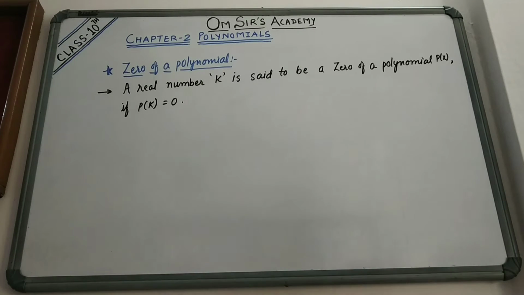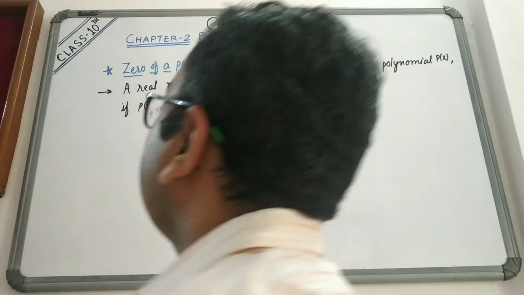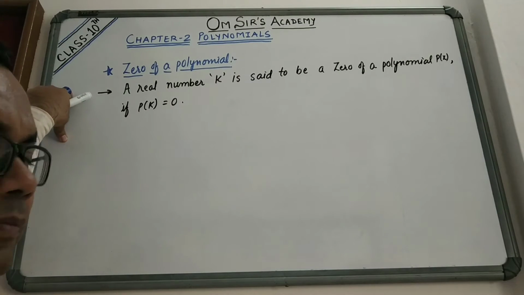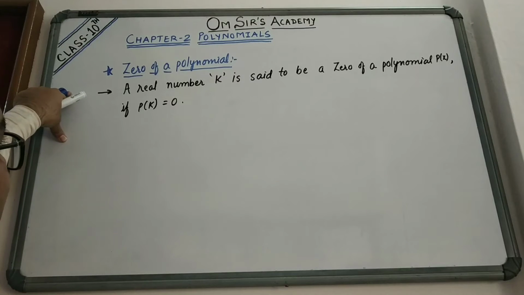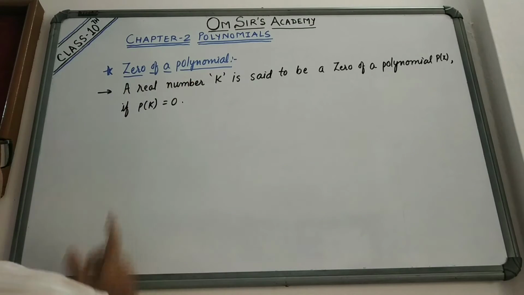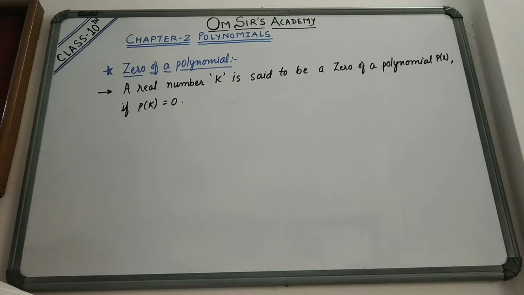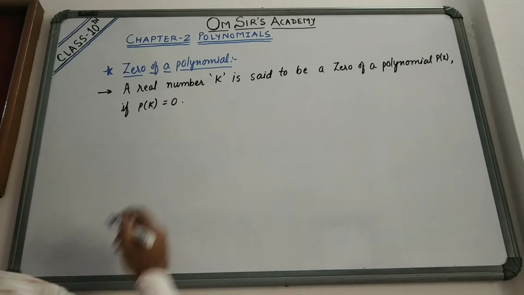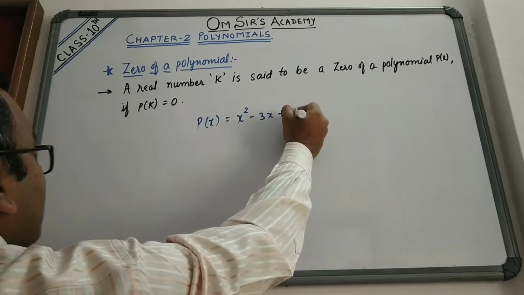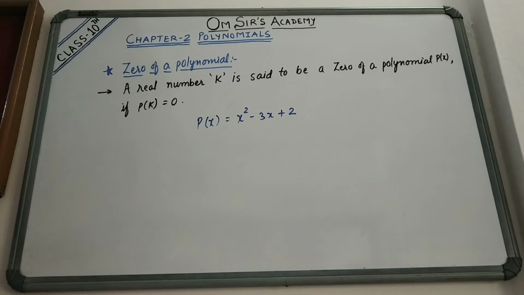So friends, this concept also we have learned in class 9. Zero of a polynomial. So what is zero of a polynomial? Any real number k is said to be a zero of a polynomial p of x if p of k is equal to 0. Okay, so zero of a polynomial can be any real number. Here any real number can be the zero of a polynomial. Say for example your polynomial is p of x equals to x square minus 3x plus 2. Okay, so this is a polynomial.